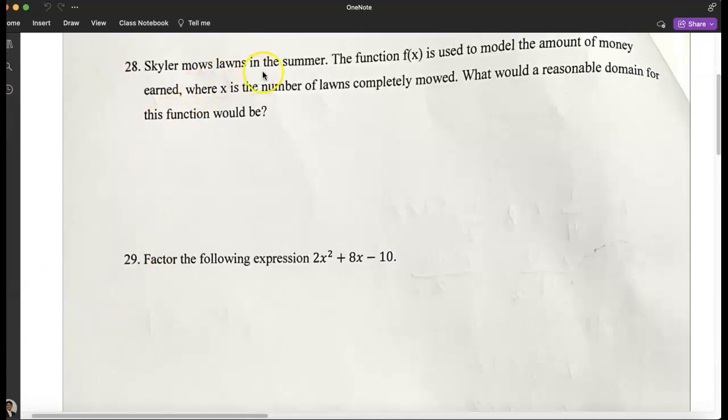So most lawns in summer. So you're looking at the entire summer. Correct. f(x) is used to model the amount of money. So f(x) is the money that you get. And x is the number of lawns mowed. Completely mowed.